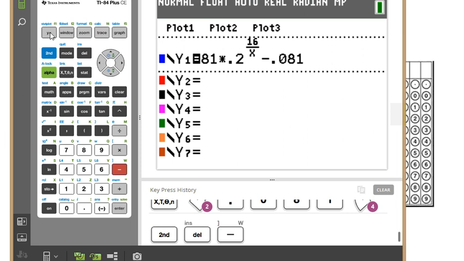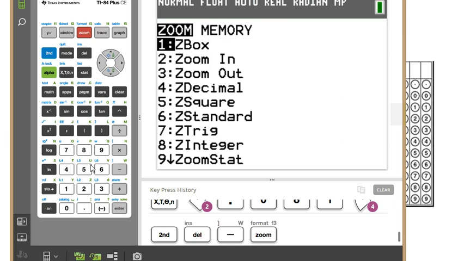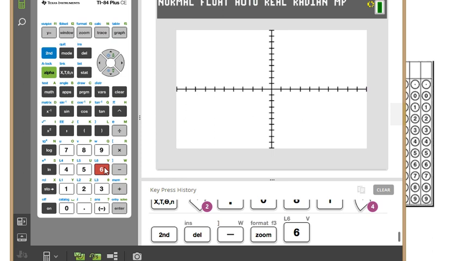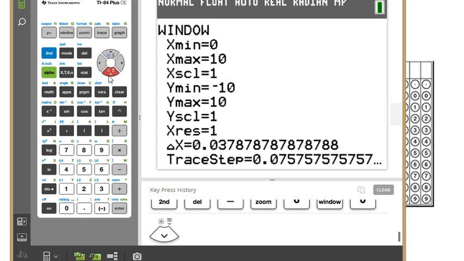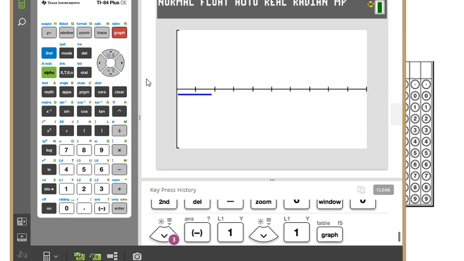And again, I'm going to go to standard window, zoom standard, which is 6, and you can kind of see what it looks like here. We can zoom in a lot better if we go from 0 to 10, and go from a y minimum of -1 to a y maximum of 1. We should be able to see where it crosses the x-axis. It looks like it's going to be between 3 and 4.